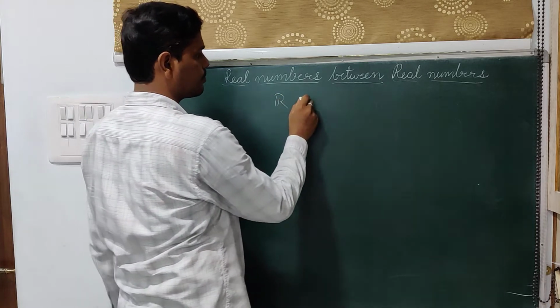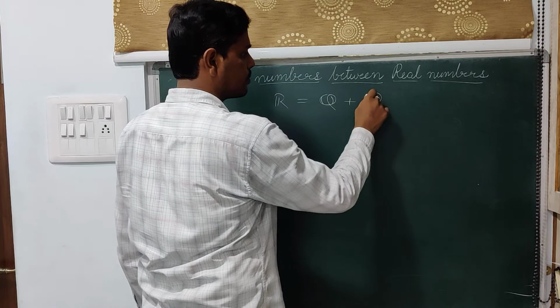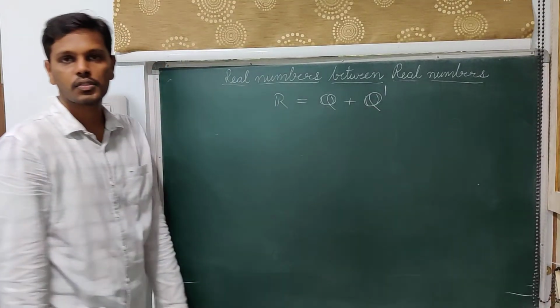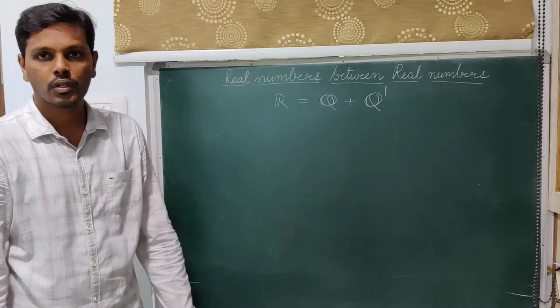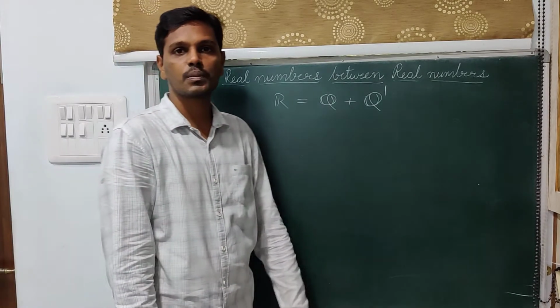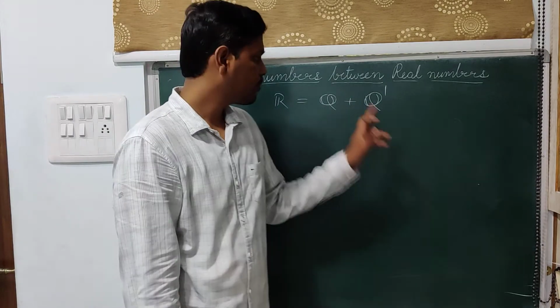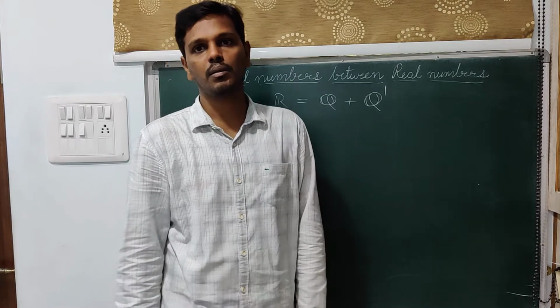So, real numbers are the collection of rational numbers and irrational numbers. That is, the two collections put together, we call them real numbers. Now, we have already learned how to find rational numbers between rational numbers. Now, we will also learn how to find irrational numbers between irrational numbers.